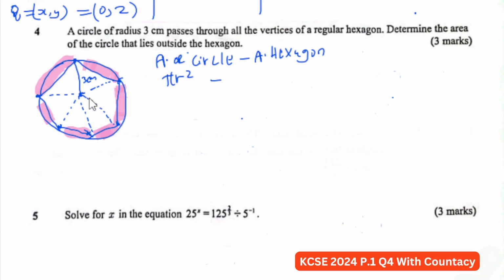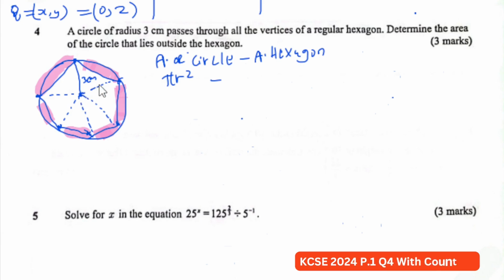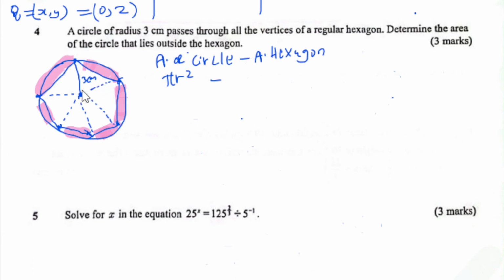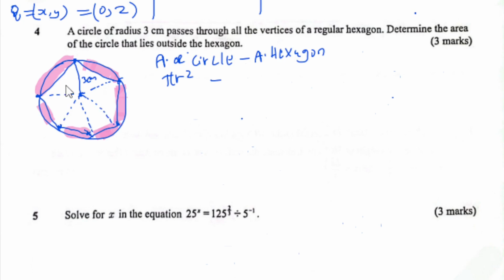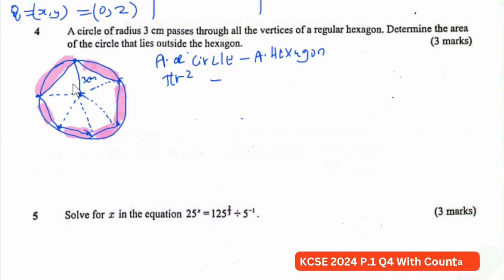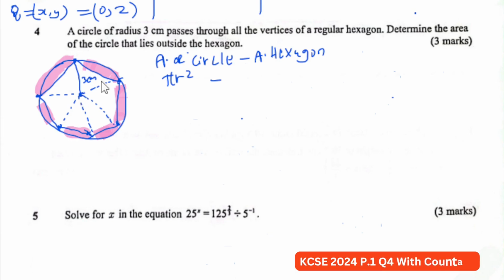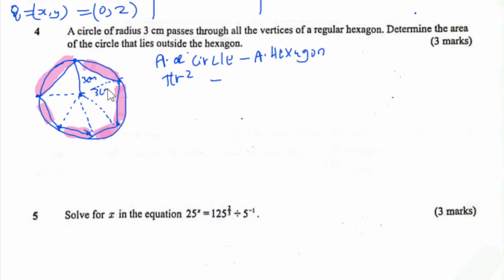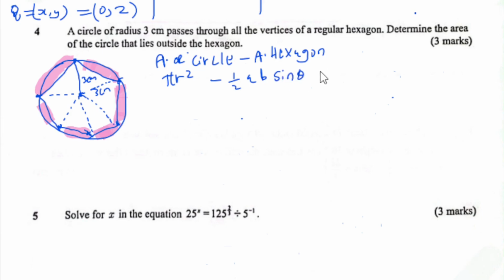How can we find the area of the hexagon? I think it's a bit easier for us to calculate the area of one triangle, and then we multiply by 6 because we have got 6 triangles. This is the first one, the second one, the third one, the fourth one, the fifth one, and the sixth one. But how do we calculate the area of one triangle? We know that this length is 3 centimeters and this one is 3 centimeters. Therefore we can use the formula, a half ab sine theta, and then we multiply by 6.